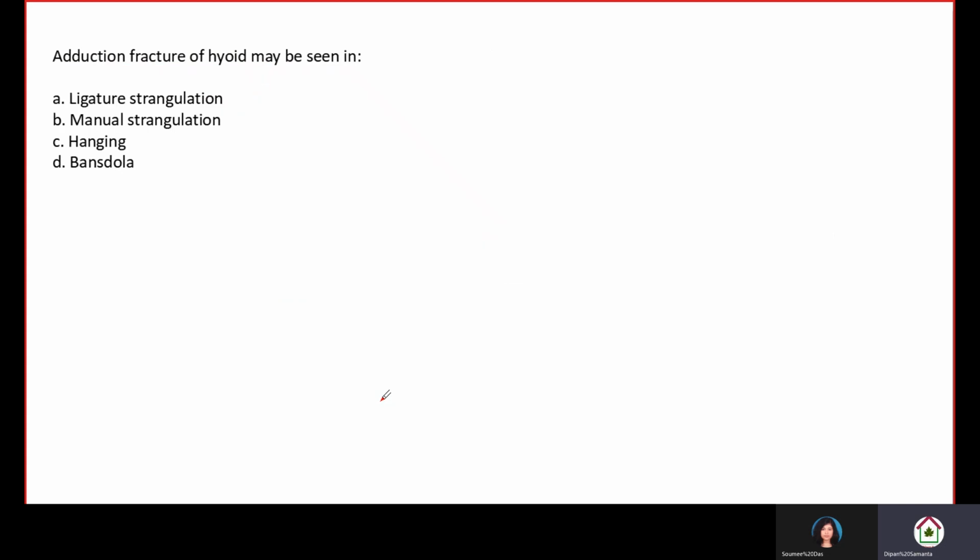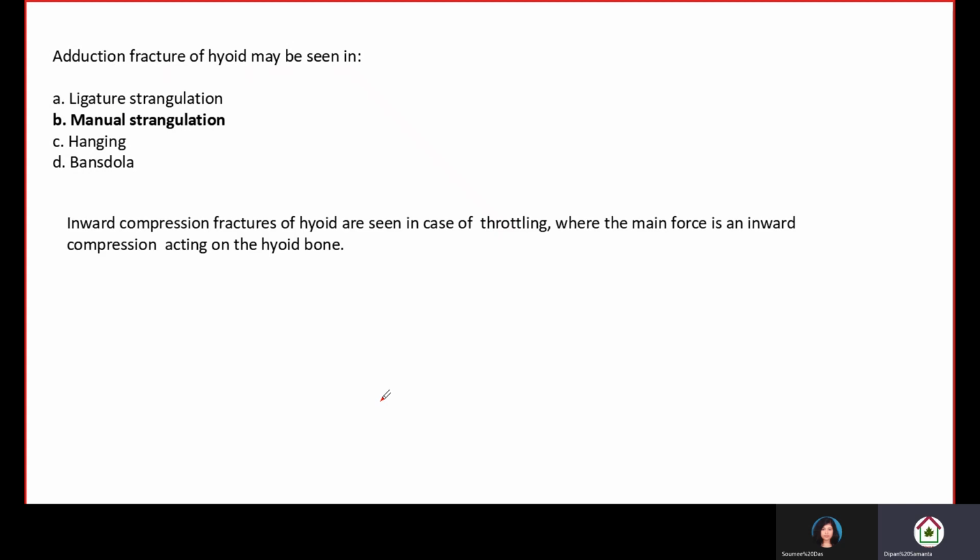Adduction fracture of hyoid bone may be seen in ligature strangulation, manual strangulation, hanging, Bandula. So inward compression fractures of hyoid bone are seen in case of throttling, where the main force is an inward compression acting on the hyoid bone.